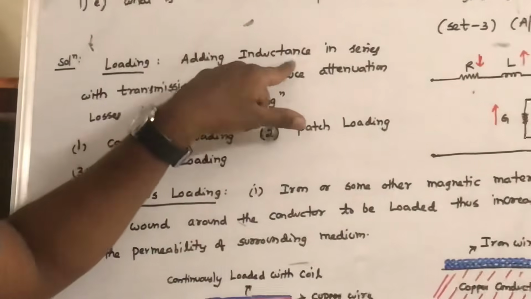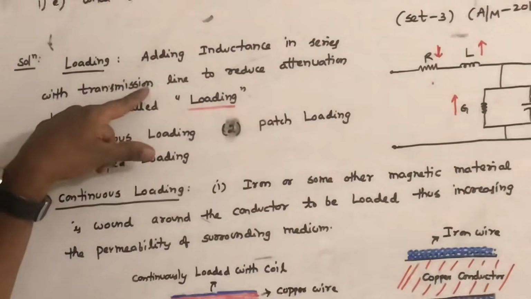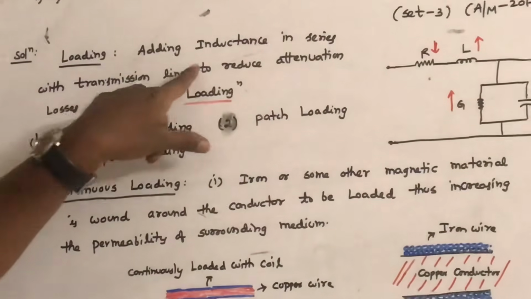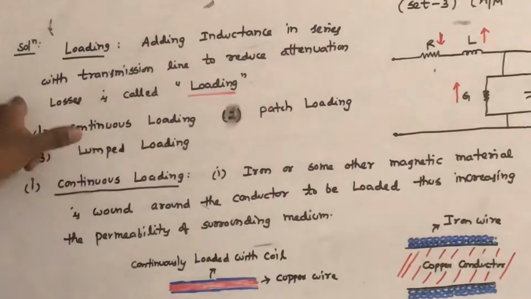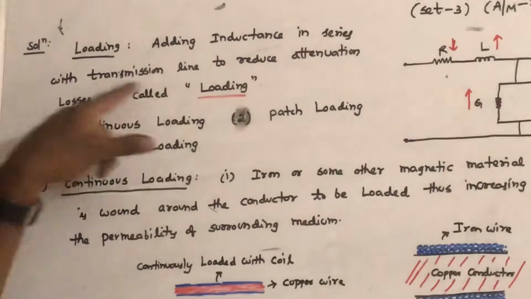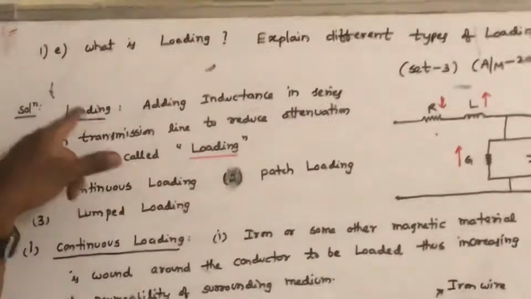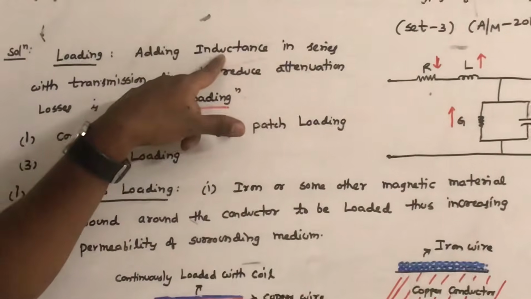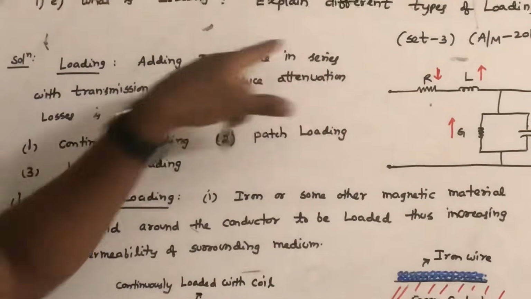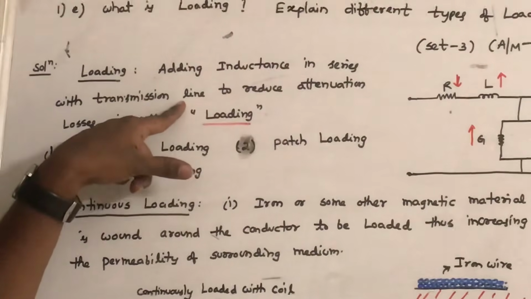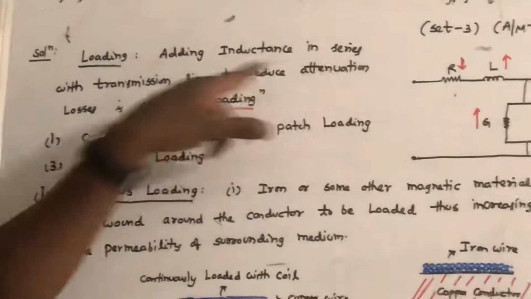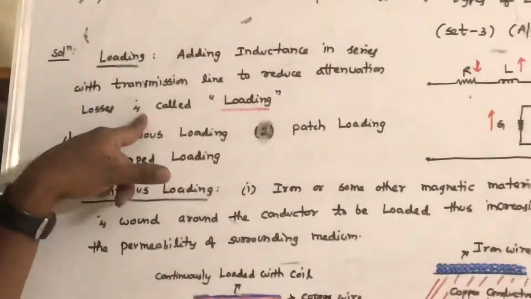Now coming to loading: loading is adding inductance in series with the transmission line. Why is this done? This is done to reduce attenuation losses in the transmission line. This is called loading. So what is loading again? Loading is adding inductance in series with the transmission line, in order to reduce the attenuation losses.